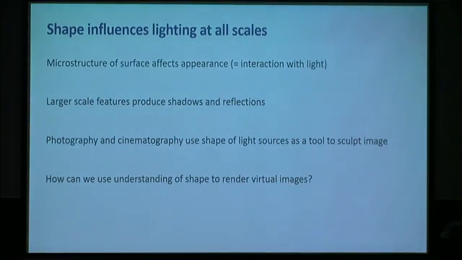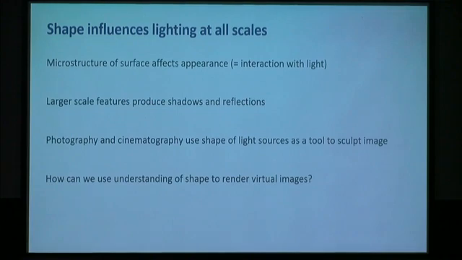Shape influences lighting at all scales, and actually this was mentioned earlier in the day. The microstructure of a surface affects how light interacts with the material, and that's really what appearance is, how light interacts with the material. At the larger scale, shape of objects, they cast shadows, larger scale image features.